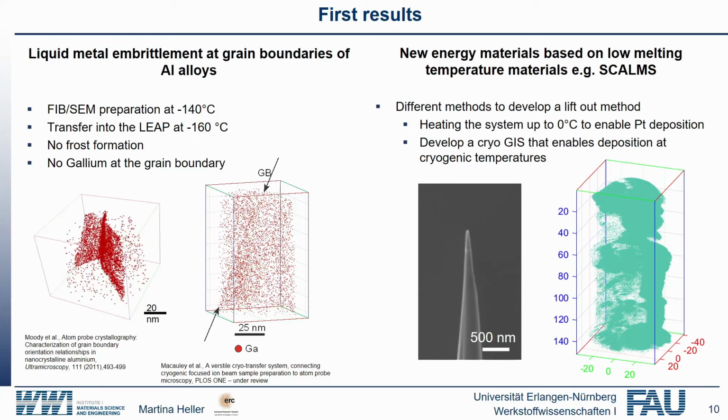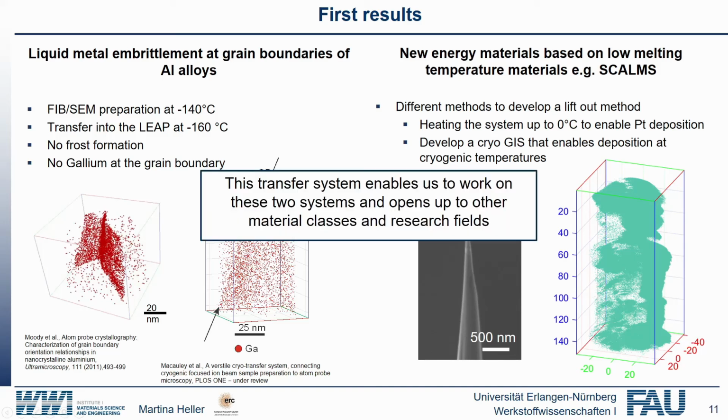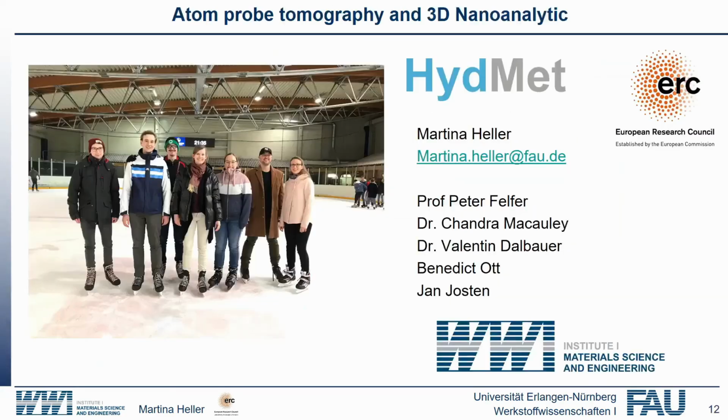So up to now we heat the system up to 0 degrees to enable the platinum deposition, and we are about to develop a new cryo gas system that also enables deposition at cryogenic temperatures. So in general, this transfer system enables us to work on these two systems and also opens up other material classes and research fields.